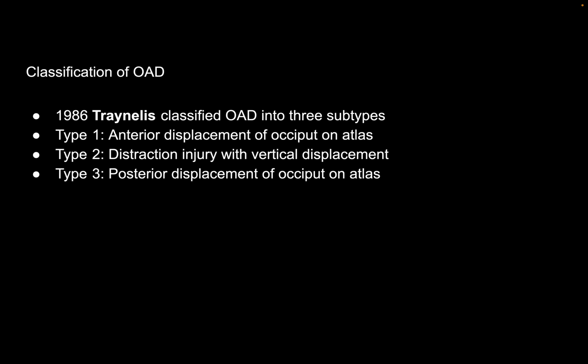Again, atlas means C1. Type 1 describes anterior displacement of the occiput relative to the atlas. Type 2 is a distraction injury with vertical displacement of the occiput. Finally, type 3 involves posterior displacement of the occiput. Lateral, rotational, and multi-directional dislocations cannot be classified using the system and could be considered other types. The nice thing about these craniovertebral junction injuries is that they are all essentially type 1s, 2s, and 3s. So you can keep these things in mind.